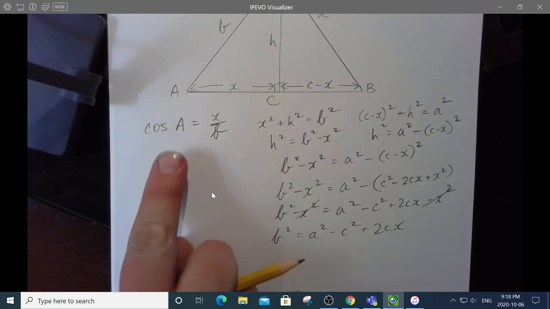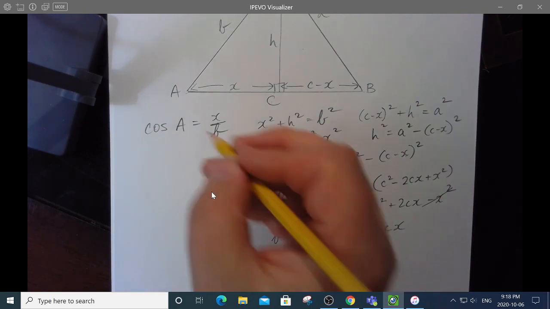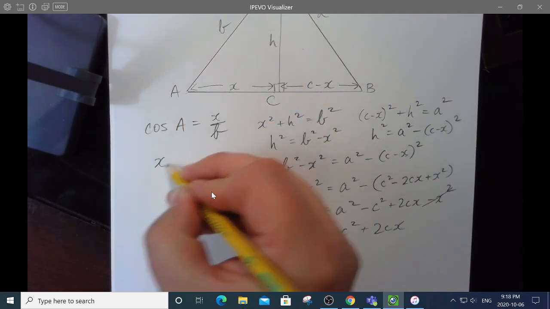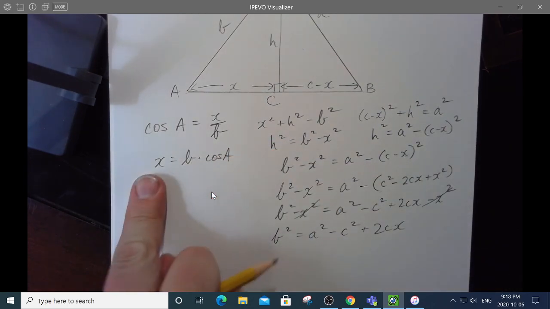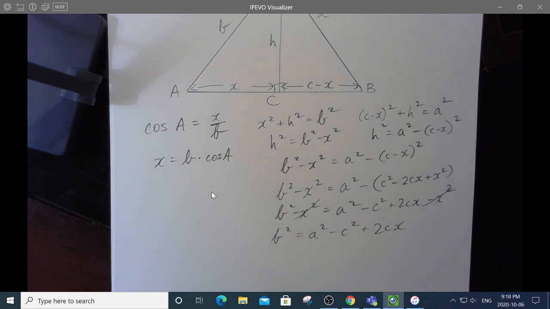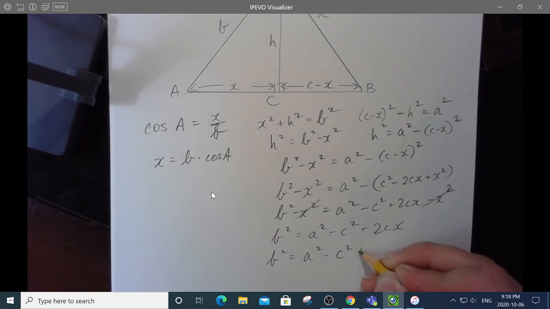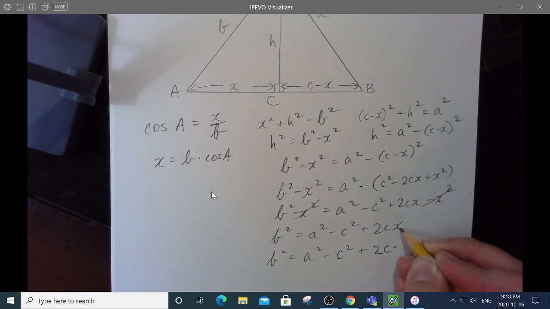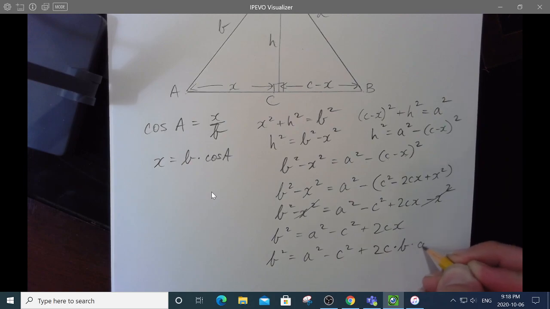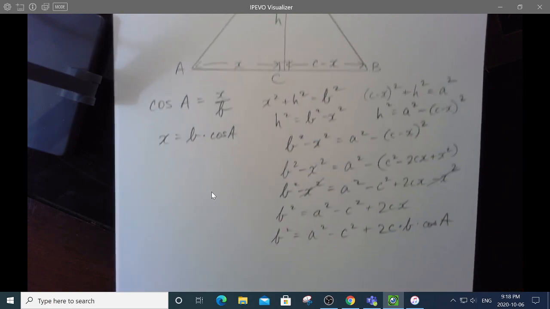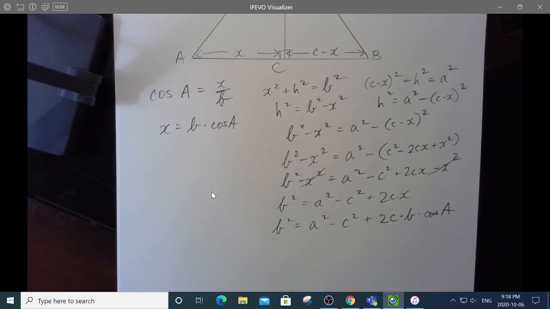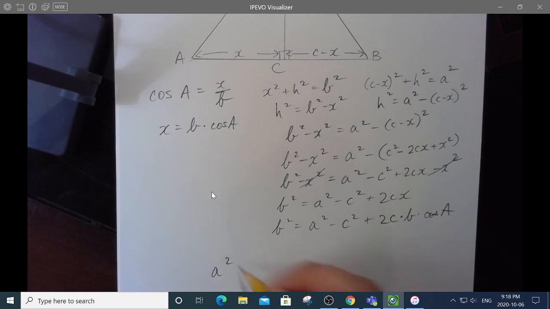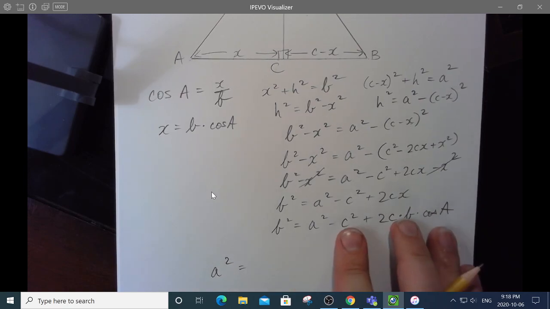Aha! I haven't touched this formula yet. Cosine of a is x over b, which means x equals b times the cosine of a. I can replace x with b times the cosine of a, and that's what I'm going to do. b squared is equal to a squared minus c squared plus 2 times c times, instead of x, b times the cosine of a. All right, I'm going to rearrange that now because I want a to be the first letter. So I want a all by itself on this side of the equation, and that means I'm going to move these guys to the other side.